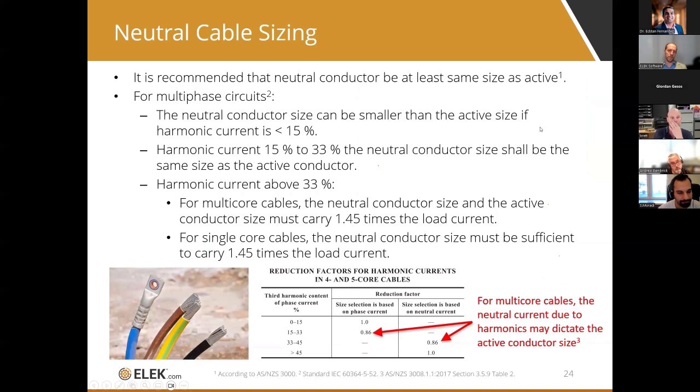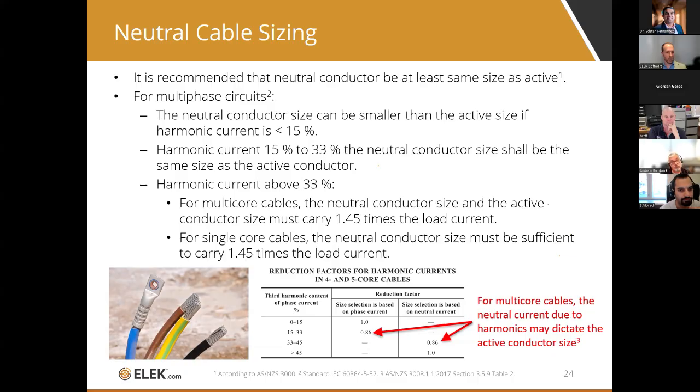Neutral cable sizing. In general, it's recommended that the neutral conductor should be at least the same size as the active, if not the same size. But there are some rules and some differences in the standards, mostly for harmonics. So to protect against harmonics, it's very common and mandated to use a neutral size of at least the same size as the active.